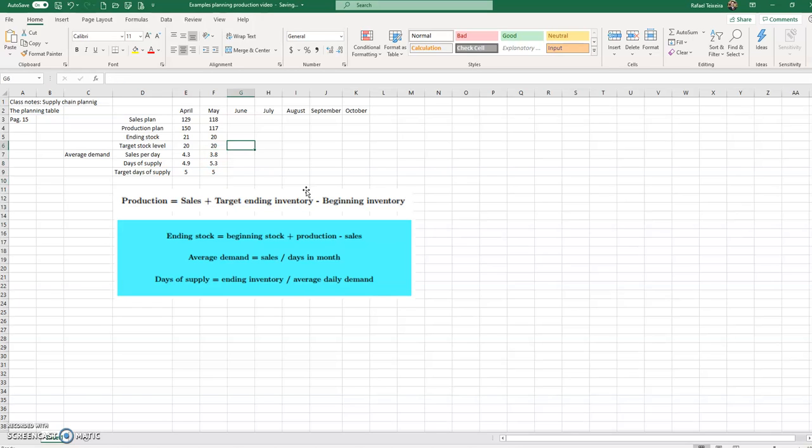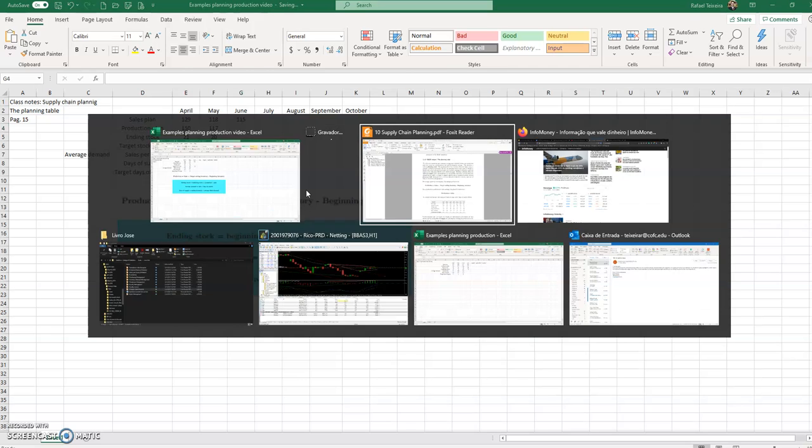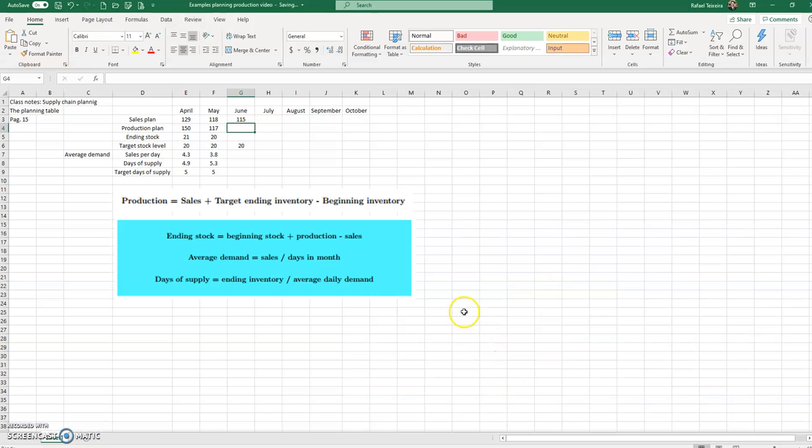I'm going to do one more, June, and then I'll let you work on the others. So the target stock level for June is 20. My sales plan is how much I plan to sell, which is 115 in this case. I'm looking at the problem from the book, from our class notes. Then the production plan is going to be equal to my sales plus my target ending stock minus my beginning inventory, which is the ending inventory from the previous month. So this is how much I have to produce.